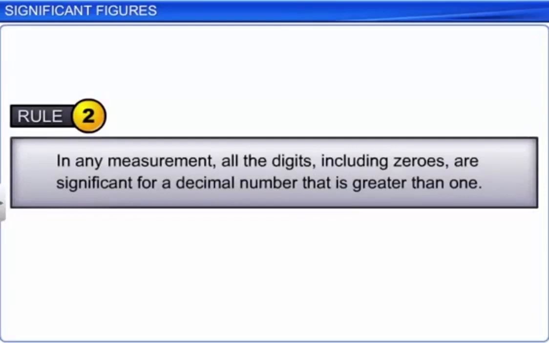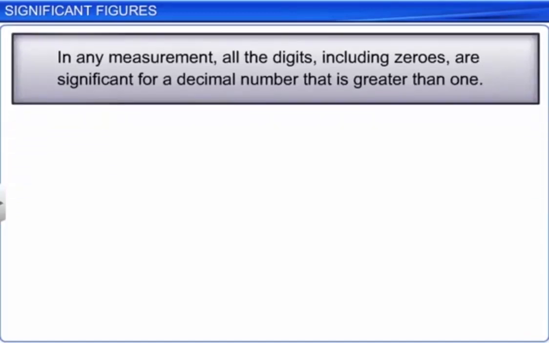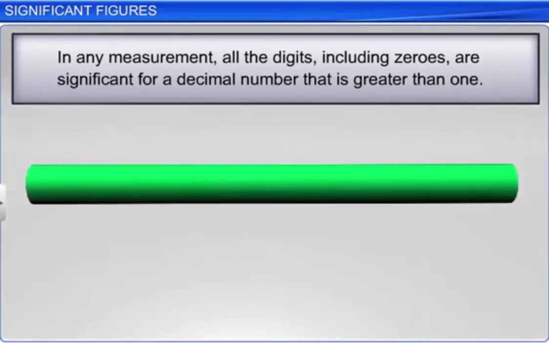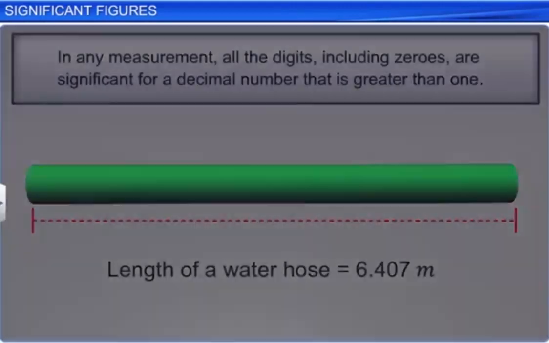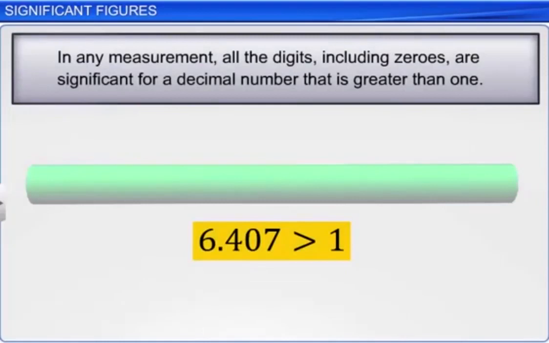The second rule says that in any measurement, all the digits including zeros are significant for a decimal number greater than one. Here, we have the length of a water hose, which measures 6.407 meters. This number is greater than 1. There are 4 significant figures in this number.